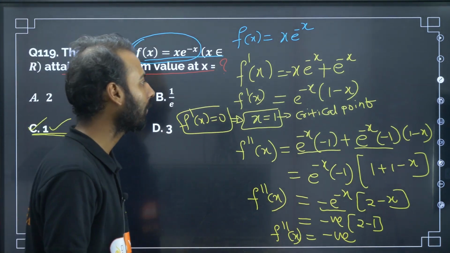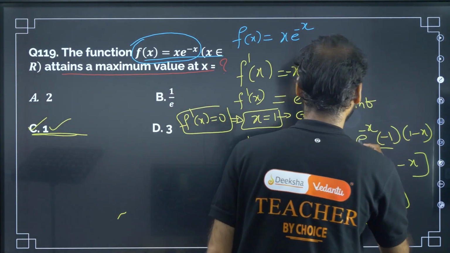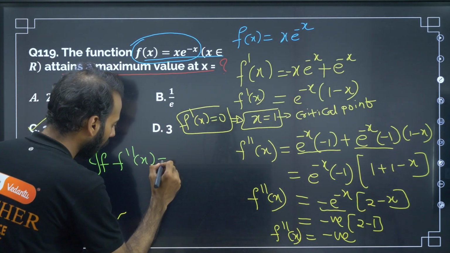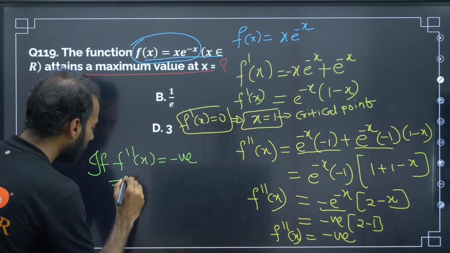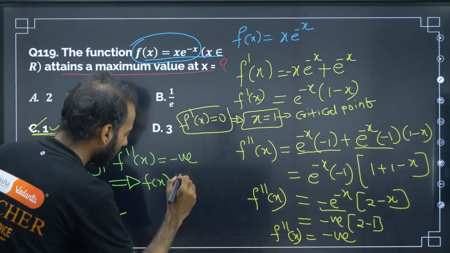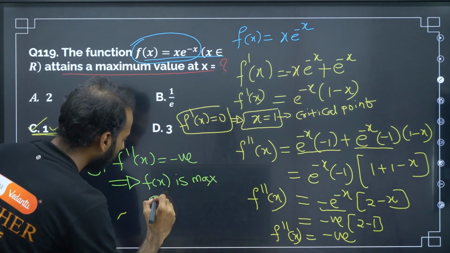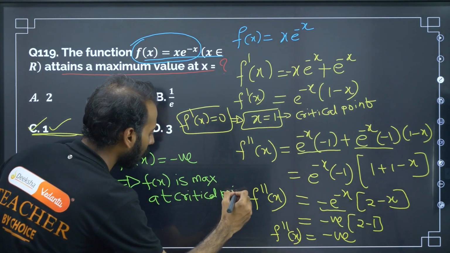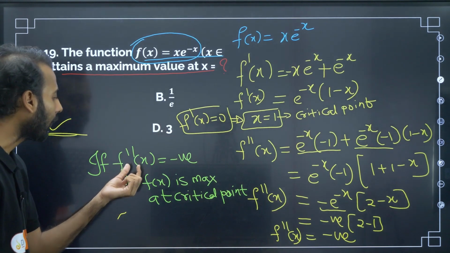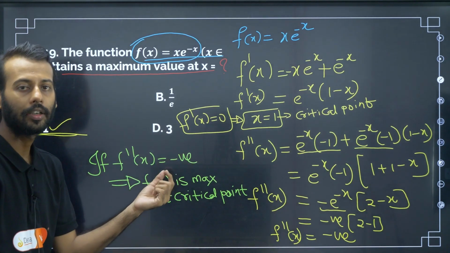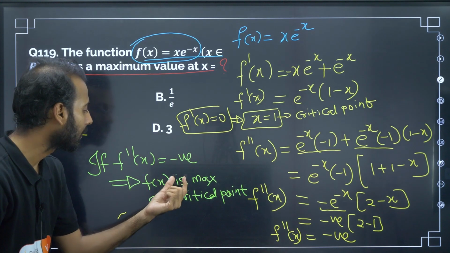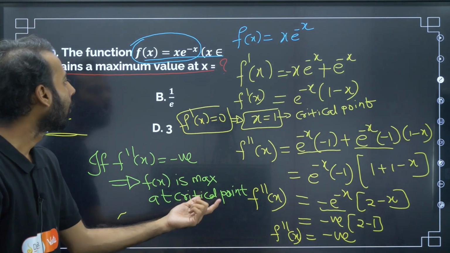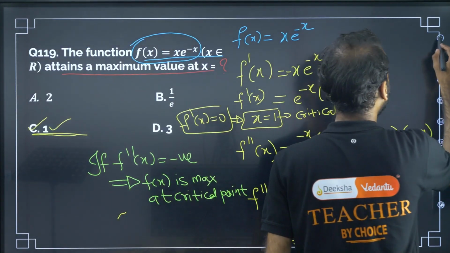If f double dash of x is negative, this implies f of x is maximum at the critical point. And the opposite is also true: if f double dash of x is positive at the critical points, then f of x is minimum at the critical point. So this is the algorithm I am trying to recall. Next, moving on to the next question.